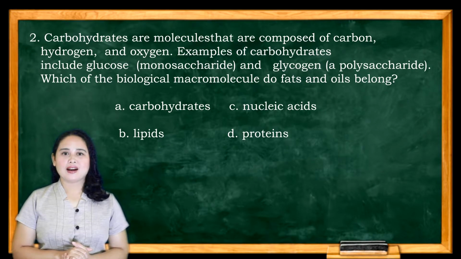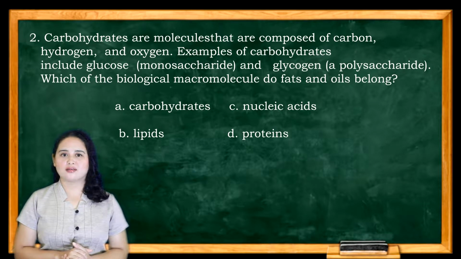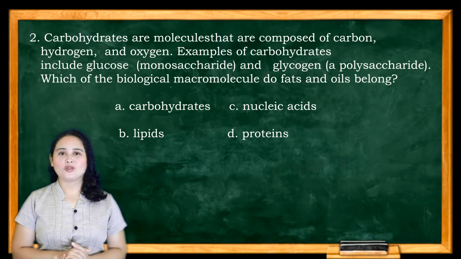Number 2. Carbohydrates are molecules that are composed of carbon, hydrogen, and oxygen. Examples of carbohydrates include glucose, a monosaccharide, and glycogen, a polysaccharide. Which of the biological macromolecules do fats and oils belong to? A. Carbohydrates. B. Lipids. C. Nucleic acid. And D. Protein.